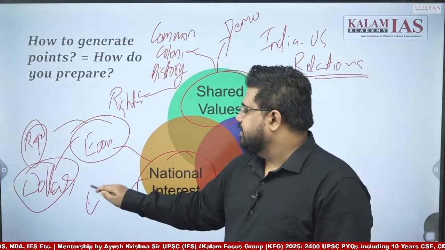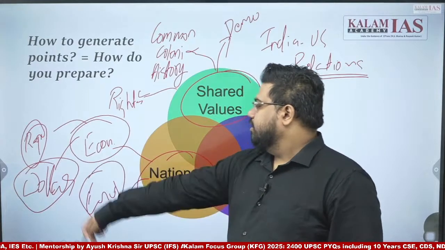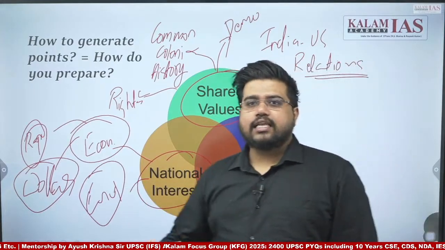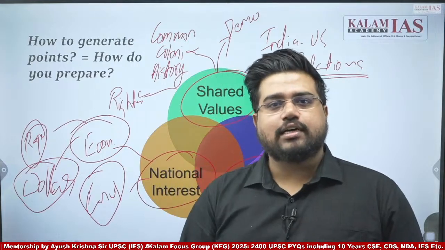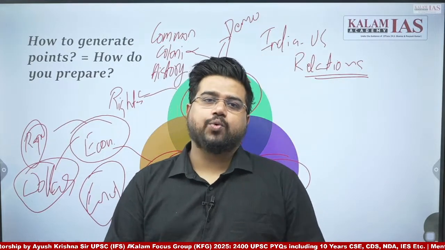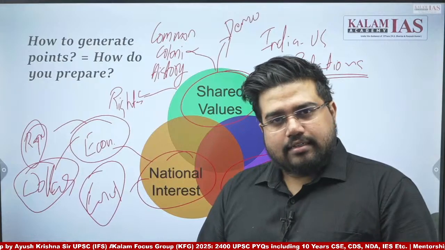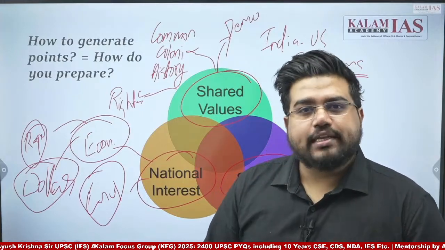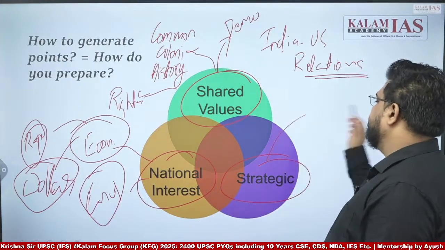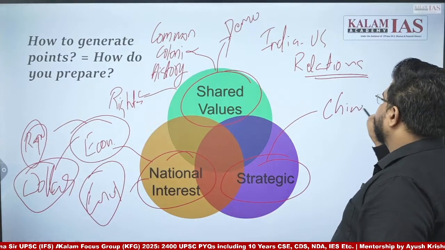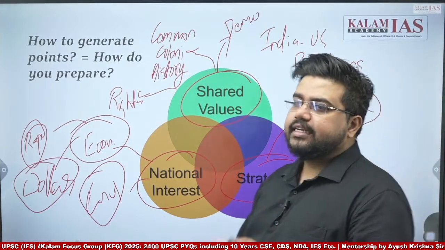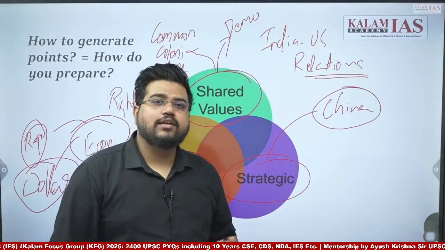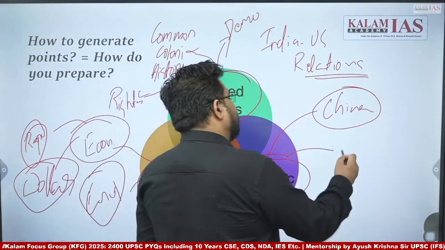Environment is another national interest priority. India and the US have similar goals like net zero targets, and we have an understanding on net zero emissions and pathways. Similarly, what is strategic? China is the biggest strategic factor bringing India and the US close. What are the other strategic factors? Indo-Pacific.